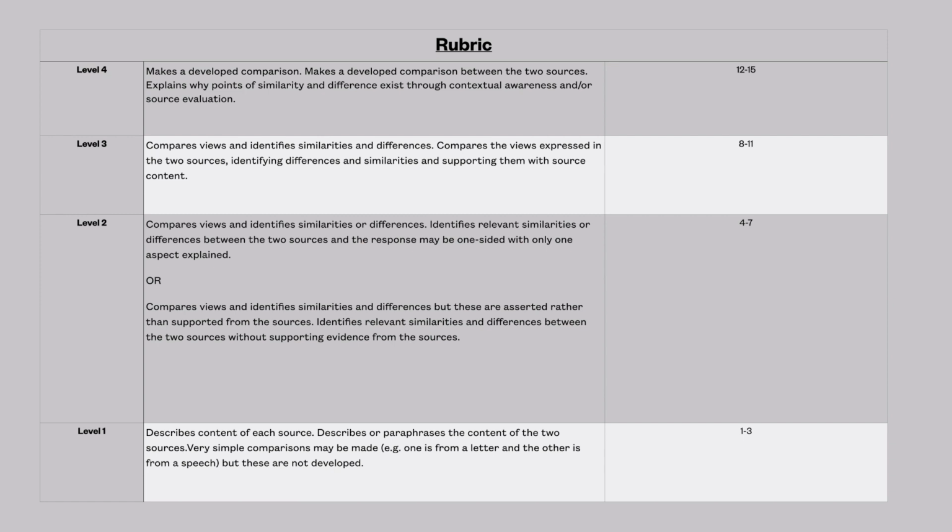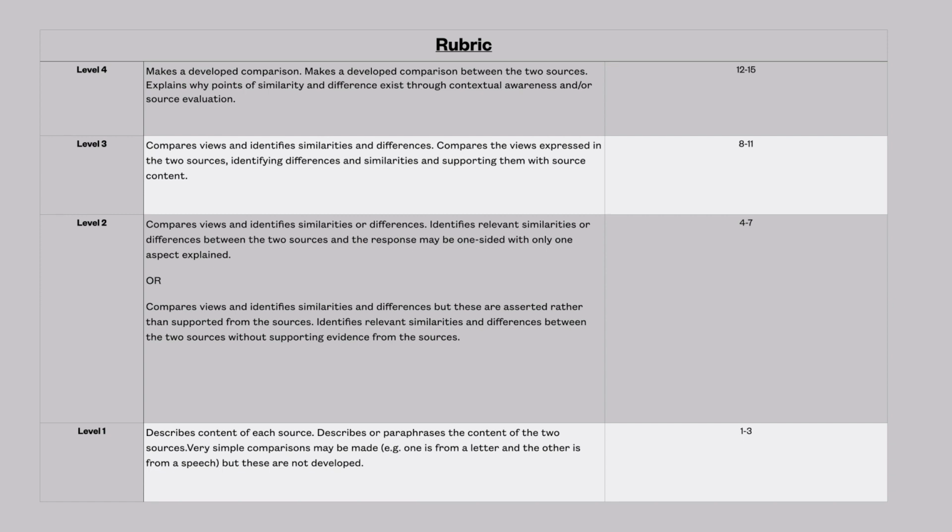Level 3, you compare the views and identify similarities and differences. The views expressed in the two sources, you've compared them, you've identified differences and similarities, and you've supported them with source content. So basically the difference between level 3 and level 4 is that you're not attempting to use any sort of contextual awareness, and you're not really evaluating the sources themselves. For level 2, you compare the views and identify similarities or differences. You identify relevant similarities or differences.